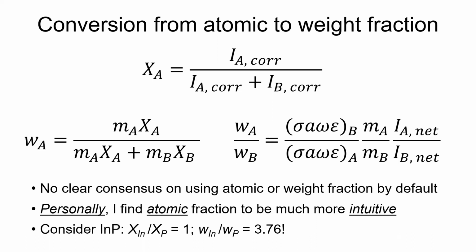I personally prefer to use atomic fraction. I think it's just more intuitive. So if you use an interesting example like indium phosphide, okay? Indium has a much higher atomic mass than the phosphorus, but it's intuitive that I have a 1-to-1 atomic fraction ratio. But if I look at this in terms of weight fraction, I end up with something a little bit less intuitive, right? It's almost a weight fraction ratio of 4, okay? So this is why I tend to prefer atomic fraction when I'm doing my quantification, but you could use this information to go to weight fraction if you wanted to.